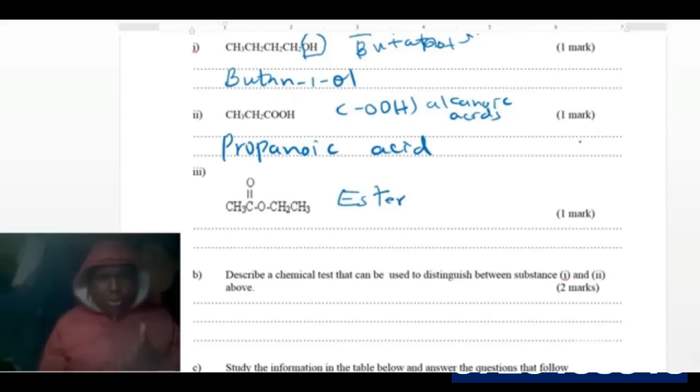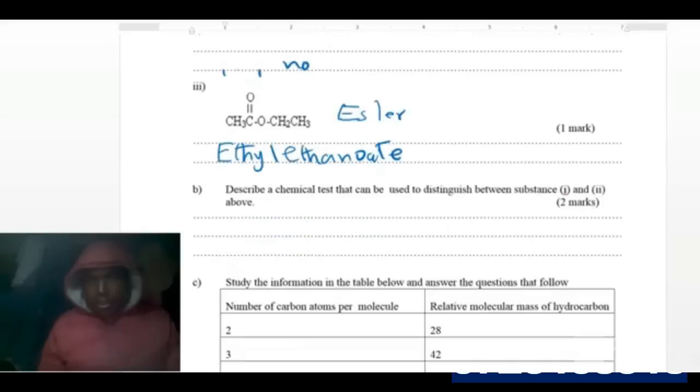So which ester is this? Look, this is 1, 2. So the alcohol from which they combined with alkanoic acid is 1, 2. So the name is going to be ethyl. It's called ethyl ethanoate. This process is esterification. You need to know that.